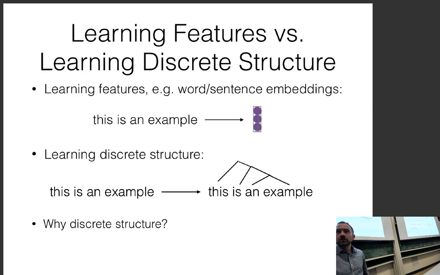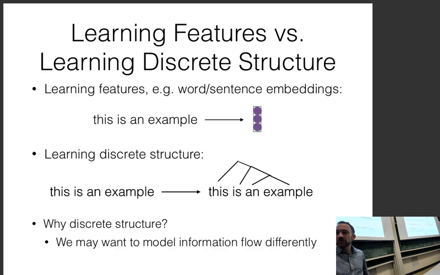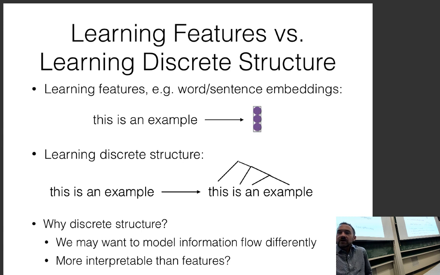So why would we want to do this? I think there's two main reasons. One reason is we may want to model information flow differently based on the structure. So we talked about things like tree LSTMs or RNNGs and found that in some cases these methods are better and give us better accuracy than others. But I think maybe the more important thing is that these things can be more interpretable than the features that we would be able to extract. So if we get a tree, then we can actually look and see the structure that the system learned and used.